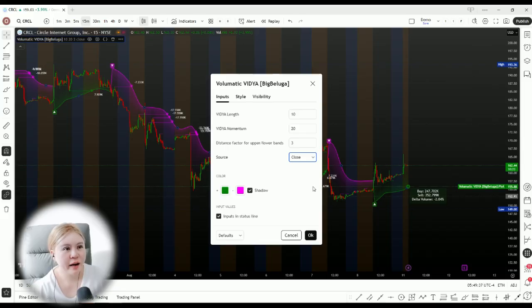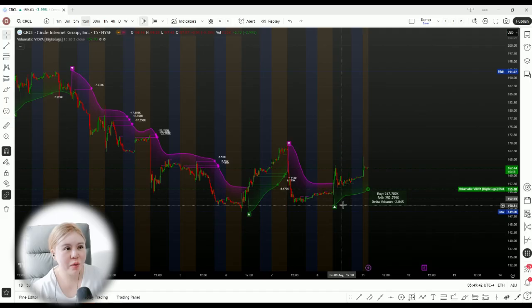The VIDYA indicator has a few key parts that make it so powerful. When it's green, the market is bullish. Think upward momentum. When it's red, it's bearish. Prices are likely heading down. Trend shift markers. Green up triangles signal a potential bullish flip, while red down triangles warn of a bearish turn. The volume table. This is the secret sauce. It shows buy volume, the total volume of bullish candles in the current trend, and sell volume, the total volume of bearish candles. Delta volume, the percentage difference between buy and sell volume.